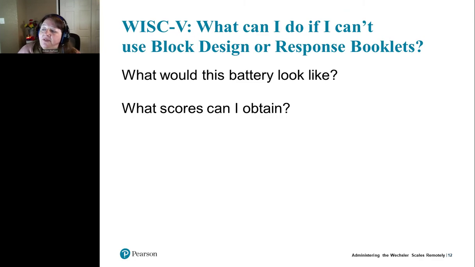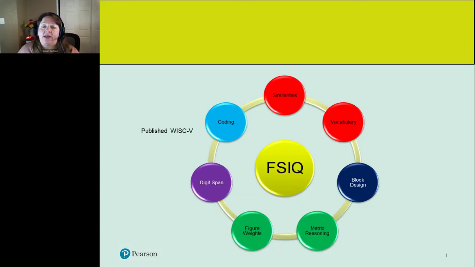Then if you can't use block design or response booklets, let's talk about that scenario. So this slide depicts another alternate score, or this depicts the published full scale IQ. And I'm going to show you another alternate score that you could use in its place, because on the full scale IQ, you only have the ability to substitute or prorate one subtest. So if you're not going to use response booklets or blocks, your score is going to be further affected.